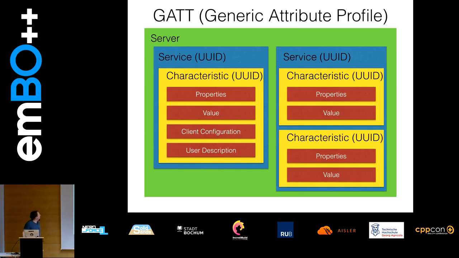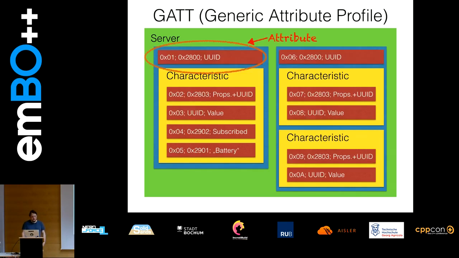Services and characteristics are both identified by UUIDs, again either a 16-bit UUID or a 128-bit UUID. The 16-bit UUIDs are defined by the Bluetooth Special Interest Group, so they are predefined. If you want to make up your own services and characteristics, you can always use 128-bit UUIDs.